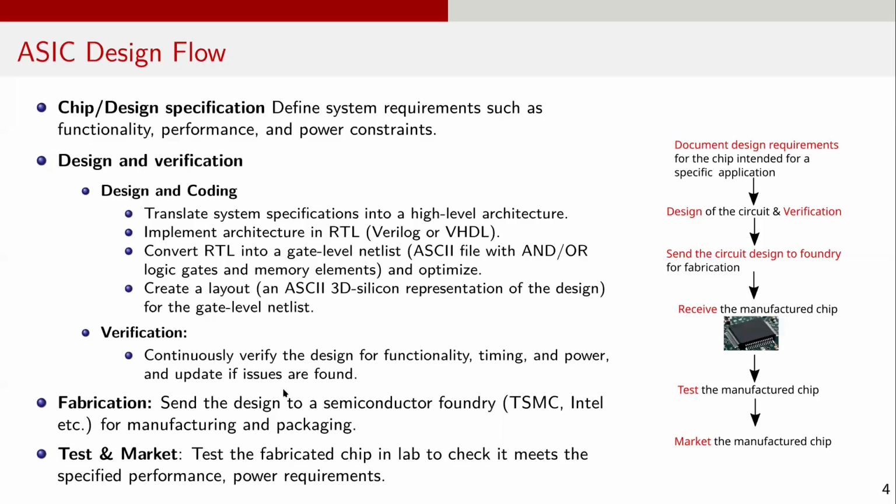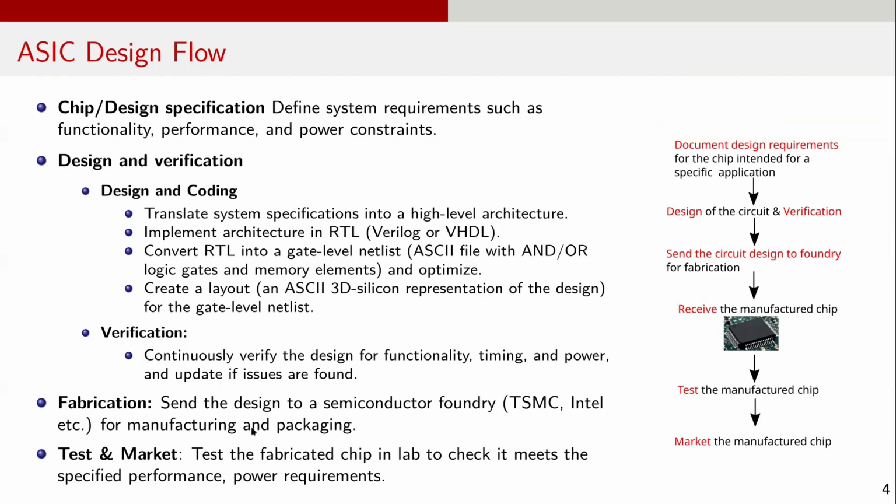The ASIC design process begins with ideation and specification, where the system requirements such as functionality, performance, and power constraints are defined for a specific application. These specifications are translated into a high-level architecture, which is then implemented as RTL using hardware description languages such as Verilog or VHDL. The RTL is then synthesized into a gate-level netlist and optimized for area, power, and performance. Next, physical design is performed to create the silicon layout from the gate-level netlist. Throughout the flow, the design is continuously verified for functionality, timing, and power, and updated if issues are found.